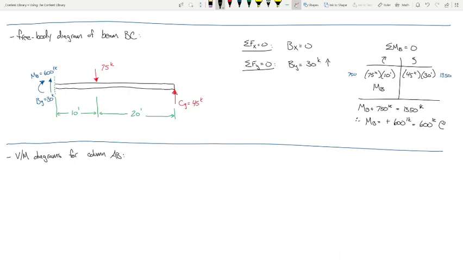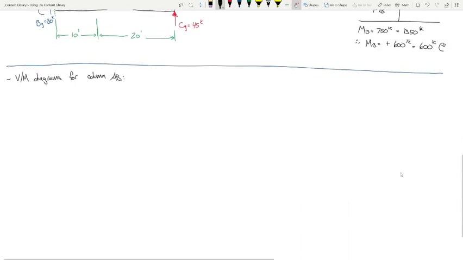So what I'll do is I'm going to try and do this the same way I've done shear and moment diagrams in the past. I'm just going to try and do it this way. So what I've got, I'm going to redraw this free body diagram. Okay. So I've got, let's see, 30 kips. I've got 60 kips left, right?